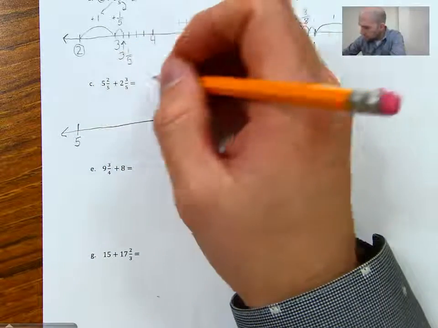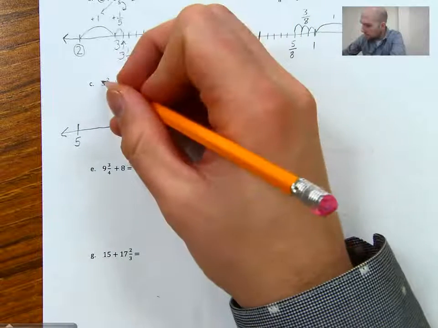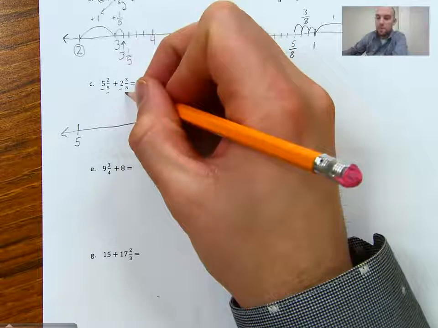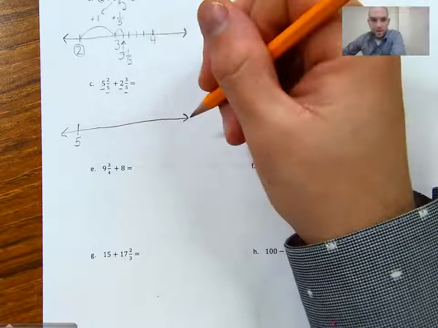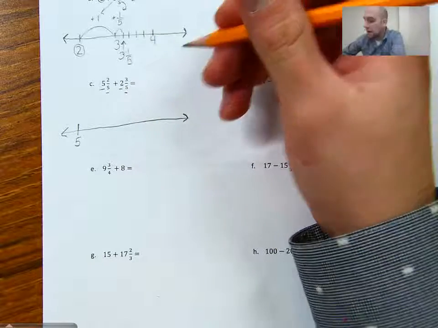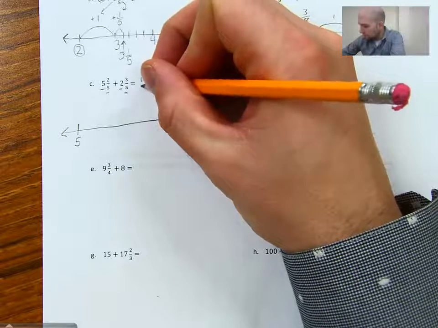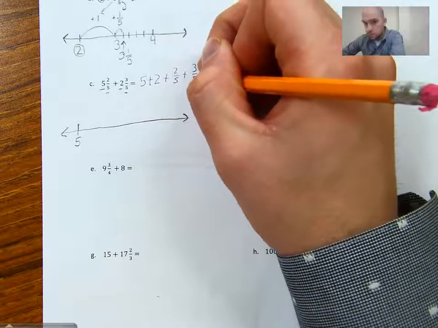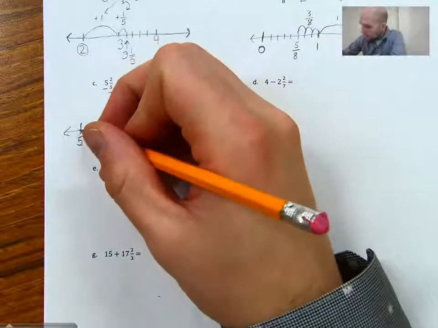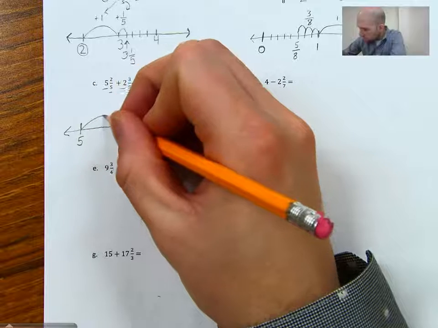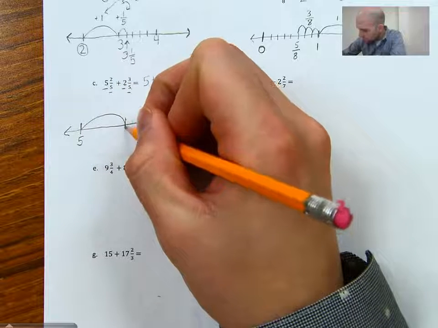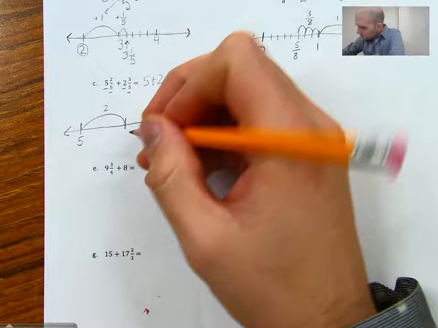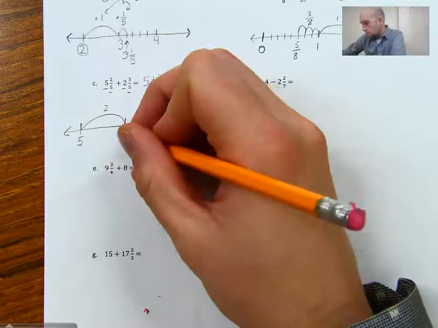And then what I'm going to do is I'm going to add 5 plus 2 plus 2/5 plus 3/5. I'm going to use my commutative property and make that a little bit easier to add. I'd rather add two whole numbers and then add two fractions afterward. So I'm going to change this to 5 plus 2 plus 2/5 plus 3/5. And if I take 5 and I add 2, I'm going to get 7.